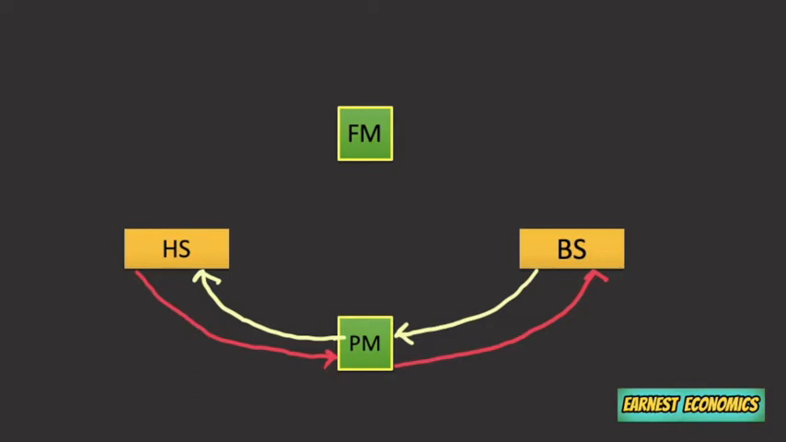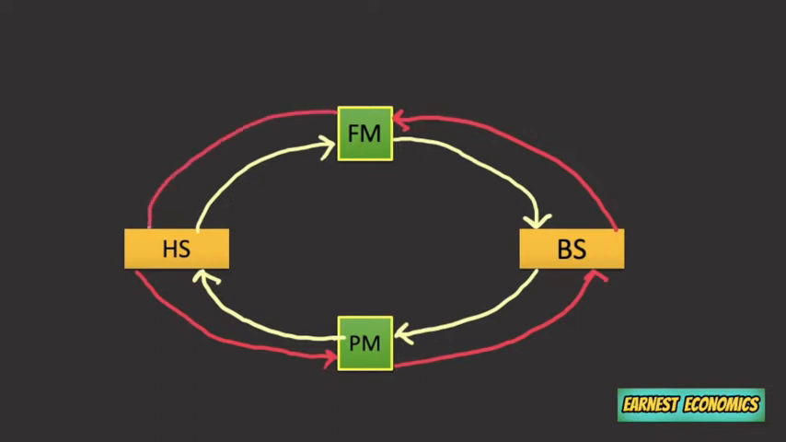Now on the other hand, you can see the household sector which owns the factors of production. They sell their factors of production in the factor market, and these are purchased by the business sector to produce goods and services, and in return the business sector makes payment which we call factor payment, and that factor payment goes from the factor market to the household sector.